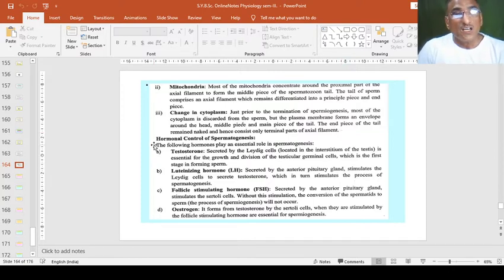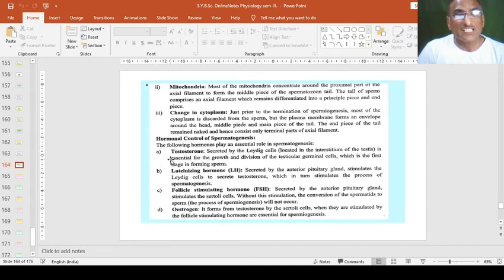Now, hormonal control of spermatogenesis. How does spermatogenesis occur? With the help of hormones, because hormones are the chemical messengers which carry the messages to perform a particular act, either in the testes or ovary or any other organ in the body. So hormones convey the messages or signals. We will see one by one the names of the hormones and their roles.